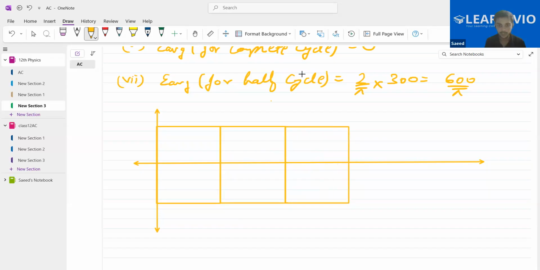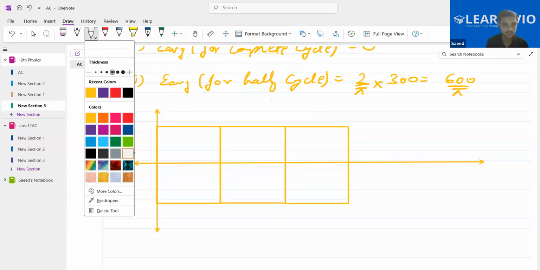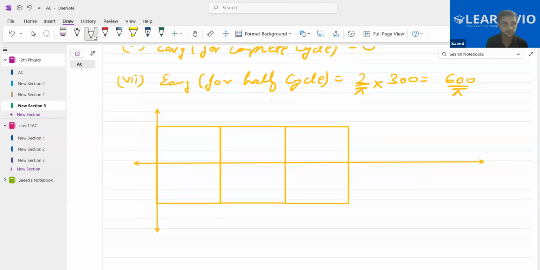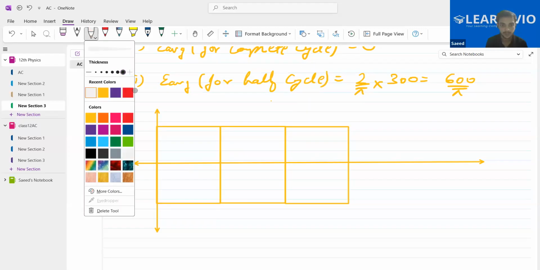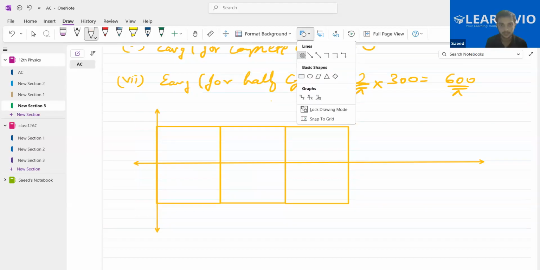We'll get this problem in the assignment also. This is a very popular one, but let me see. Actually, the signal is reaching from here to here.